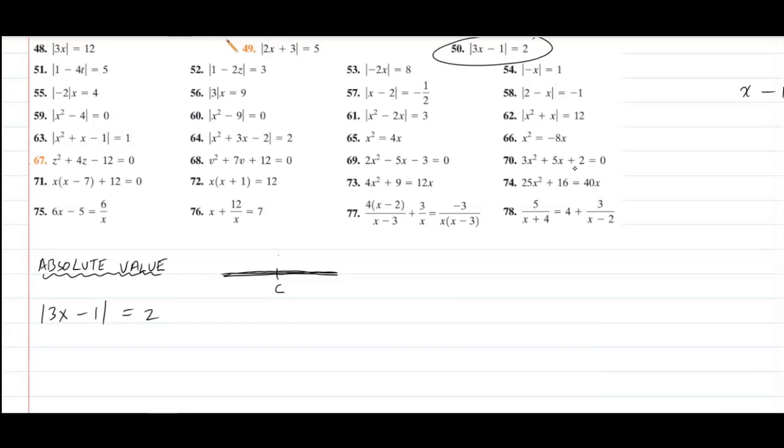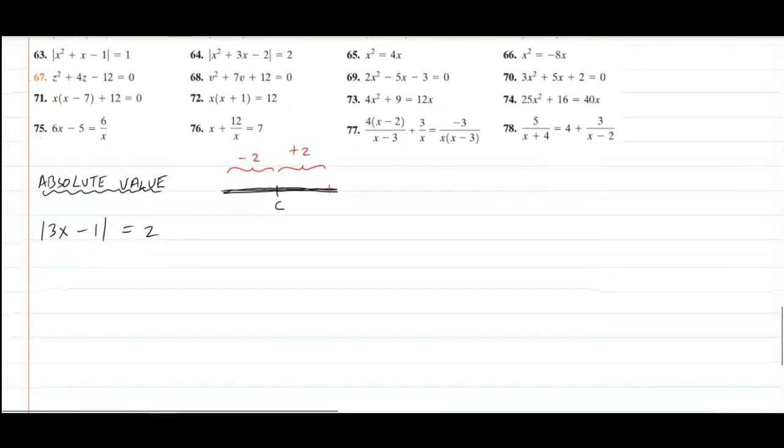You can go 2 units towards the right, or you can go 2 units towards the left, and you will get to the distance that we're talking about. So absolute value, that's really what it stands for. It's the exact distance from the center.